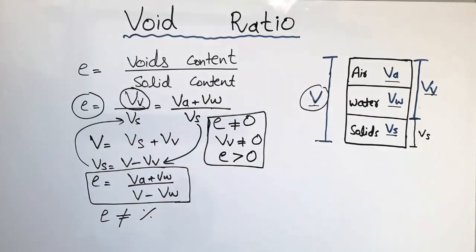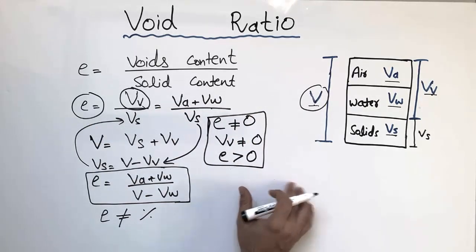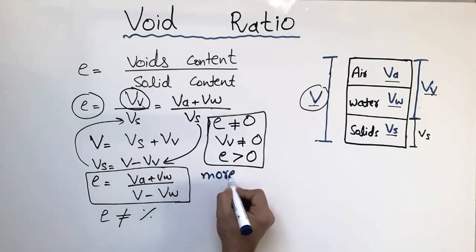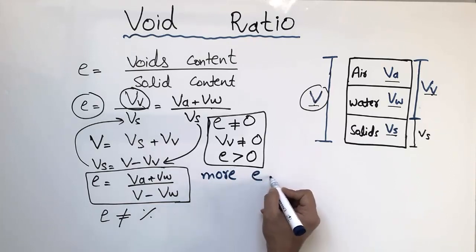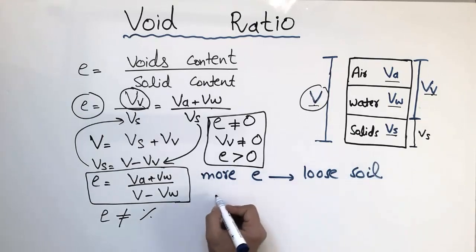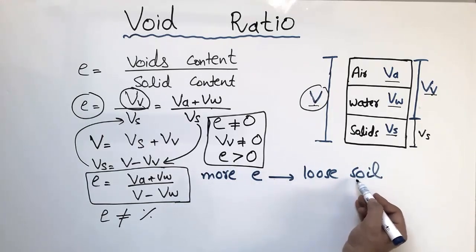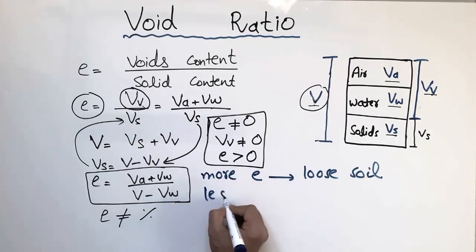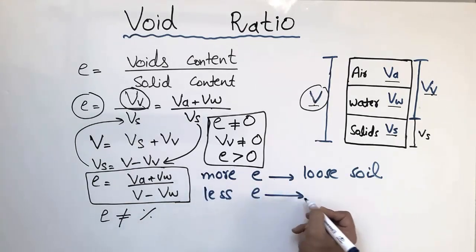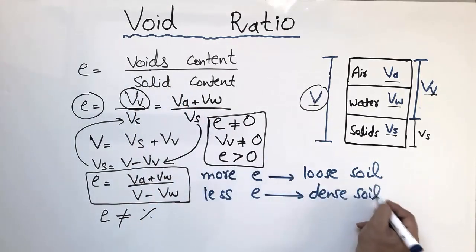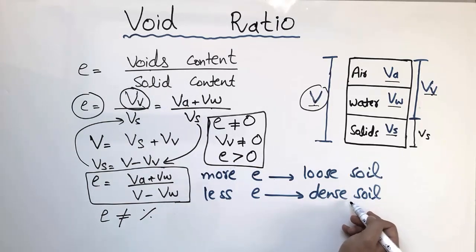And the other thing is that the higher the void ratio value e is, the looser the soil is. It also shows that it is more permeable. The water can easily flow in this loose soil, while the lower the e value, the lower the void ratio, it means there is less void content, so it is a dense soil. And we can say this is a less permeable soil.